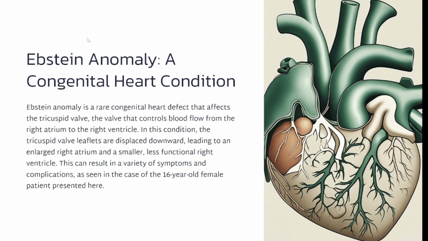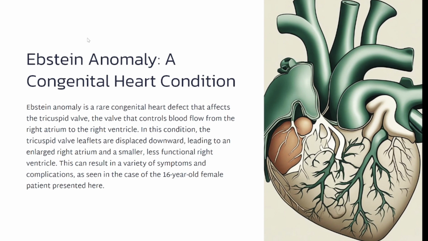Exercise stress test: patient develops supraventricular tachycardia during moderate exercise, correlating with her symptoms of palpitations. Diagnosis: the findings are consistent with Ebstein anomaly, with associated arrhythmia likely contributing to the patient's symptoms. Treatment plan, medical management: initiated with beta blockers to manage supraventricular tachycardia and improve exercise tolerance.